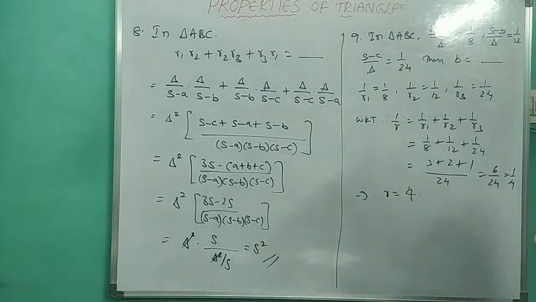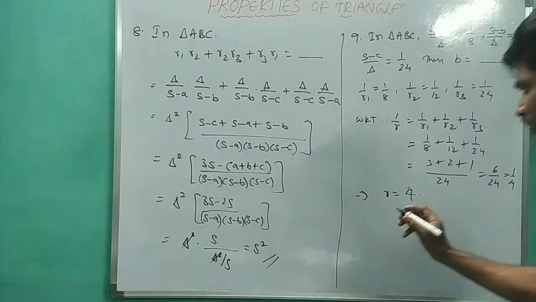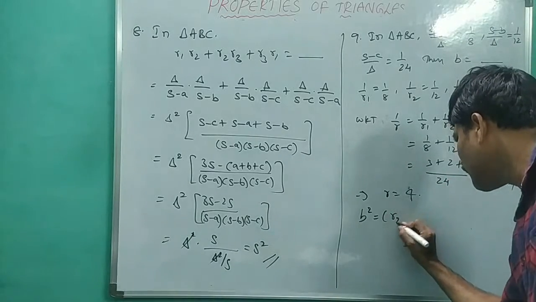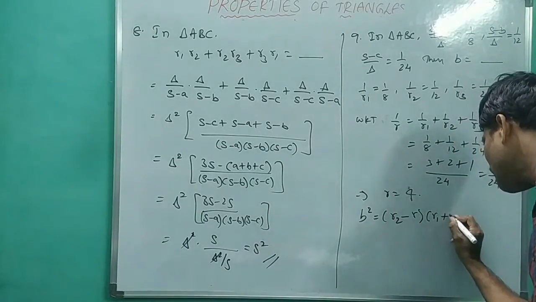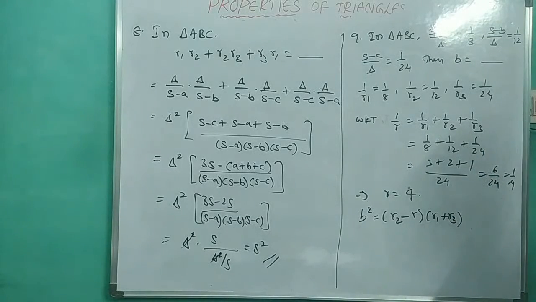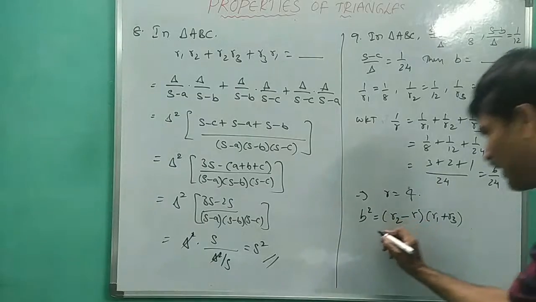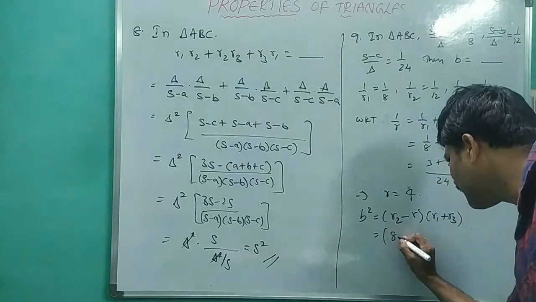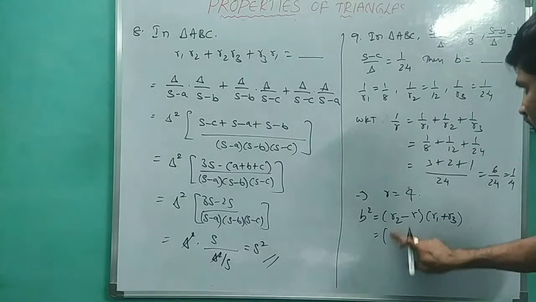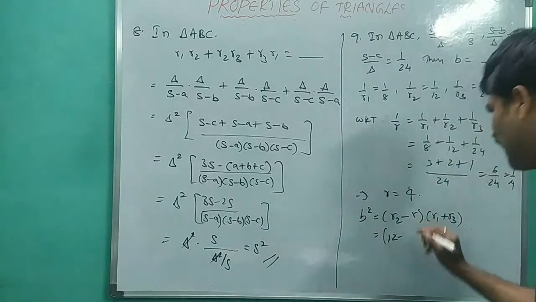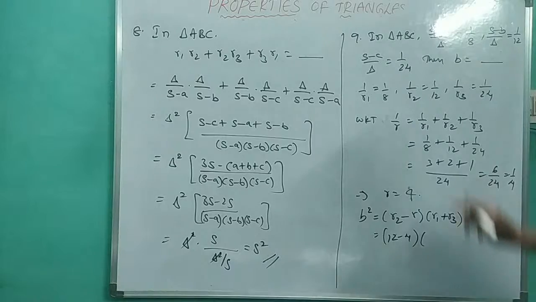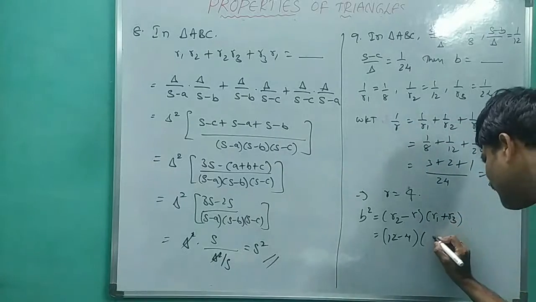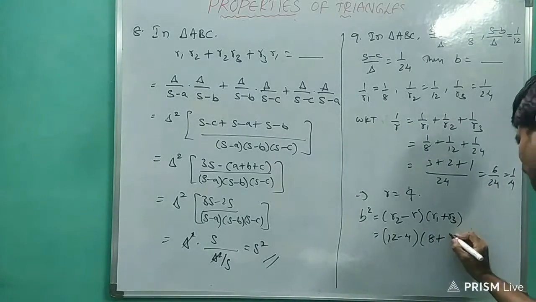that is b square equal to, already discussed, b square equal to r2 minus r into r1 plus r3. Now using that formula, here 1 by r1 equal to 1 by 8, r1 means 8. R2 is 12. R is 4 into r1 plus r3. R1 is 8 plus r3 is 24.